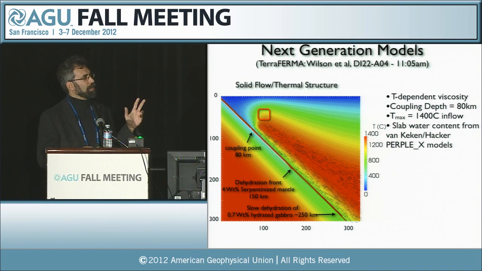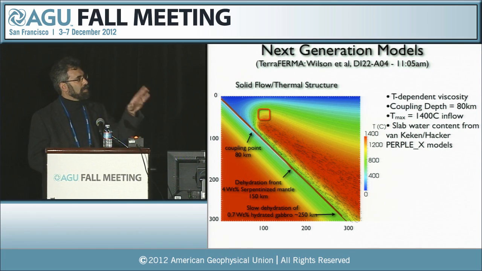And importantly, I've used the thermodynamic models of Brad Hacker to estimate water contents of the slab. And I've been a little cheeky here, in that I've ignored the shallow water, because that actually in these models tends to come out before it ever gets to the wedge because of this heating effect. The main source of water for this particular calculation is a deep serpentinized layer, which doesn't dewater till about 150 kilometers, and then a slow dewatering of the gabbro, which comes out over a range down to about 250 kilometers.